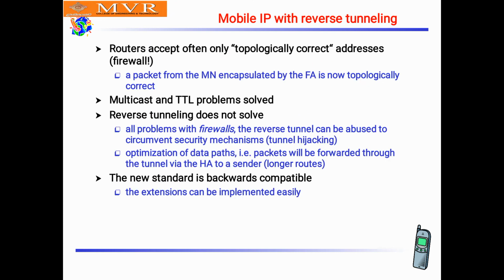And mobile IP with reverse tunneling. In mobile IP with reverse tunneling, the router accepts only topologically correct addresses for the firewall, and the packet from the mobile node encapsulated by the foreign agent is now topologically correct, and the multicast and TTL problems will be solved. Reverse tunneling does not solve everything. The next standard is backwards compatible, and the extension was implemented easily.